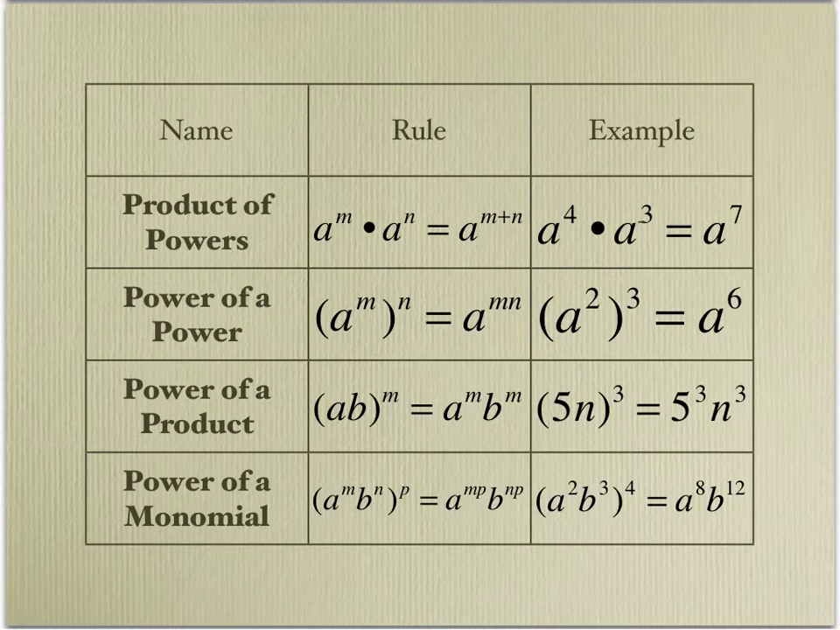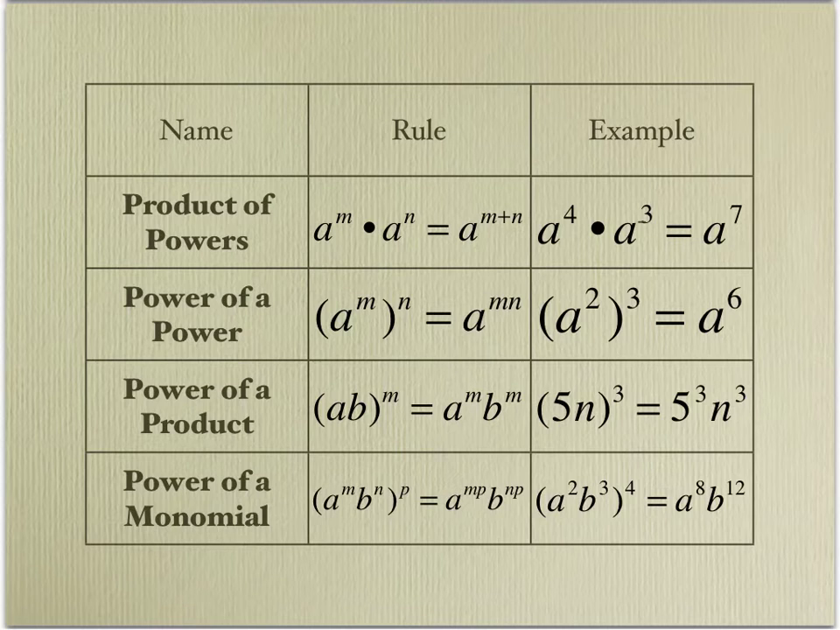The second one is power of a power. The rule is a to the m to the power of n equals a to the power of mn. An example is a to the power of 2 to the power of 3 equals a to the power of 6.